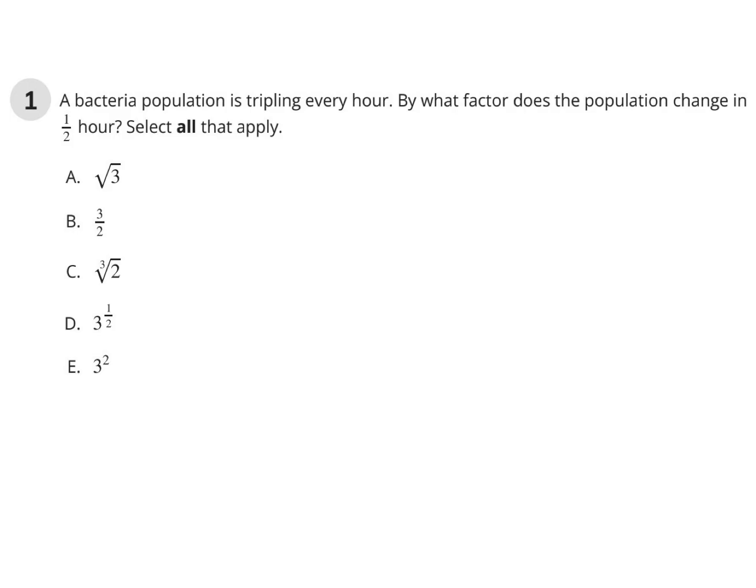Okay, the bacteria population is tripling every hour, tripling. So that gives us times 3 every 1 hour. So x equals 1 full hour. By what factor does the population change in 1/2 hour?